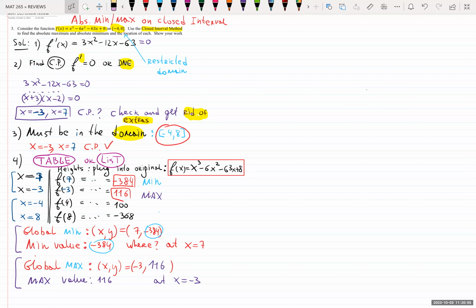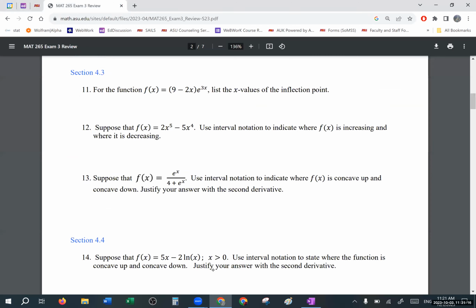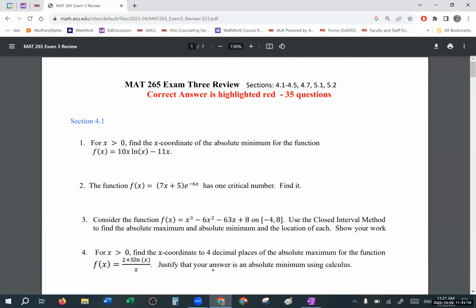Now we're gonna go to all those critical points, min, max, and so on. Let's do that. That is basically the biggest theme or topic of this exam. Let me go to number... so I'm talking about this review. Let me go here. So we just did number 3.